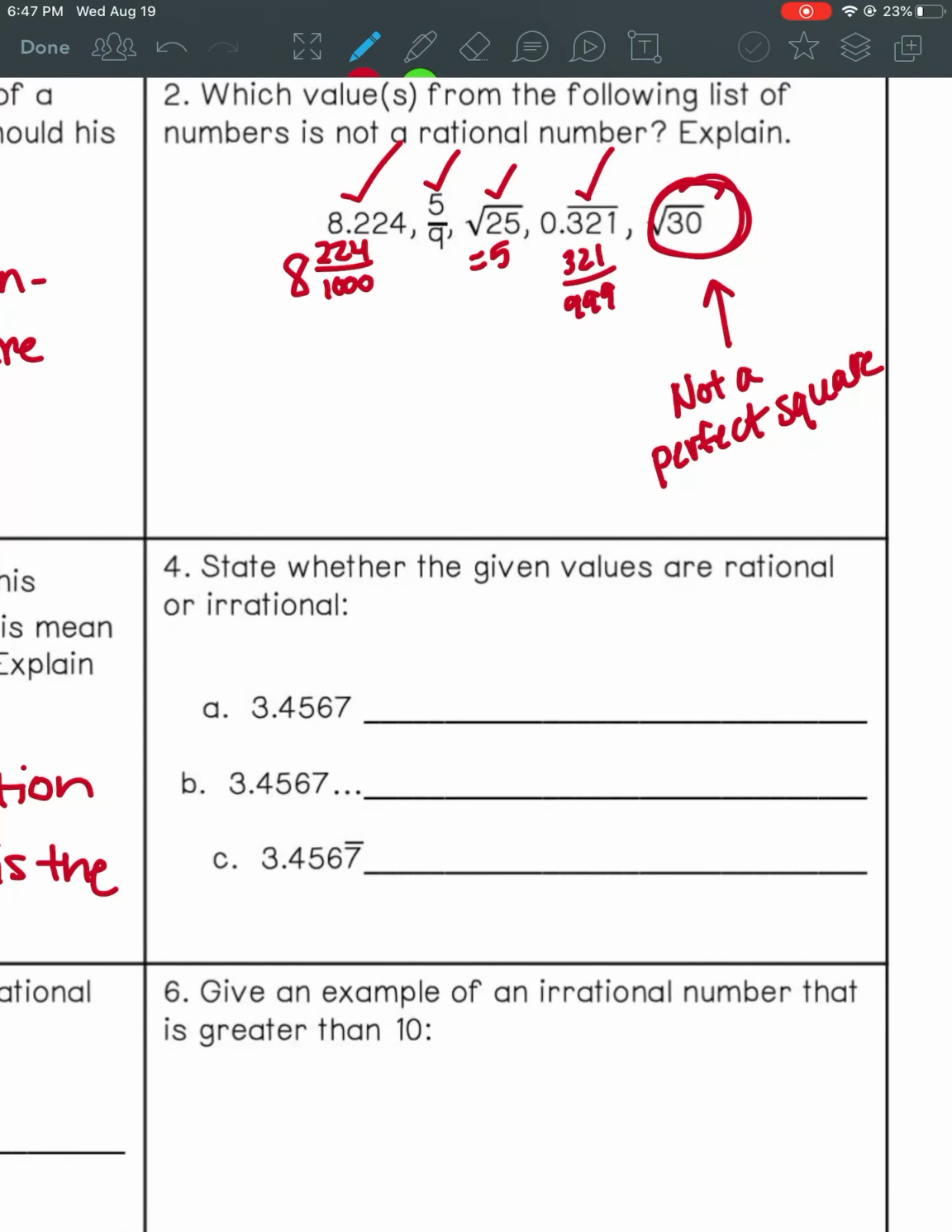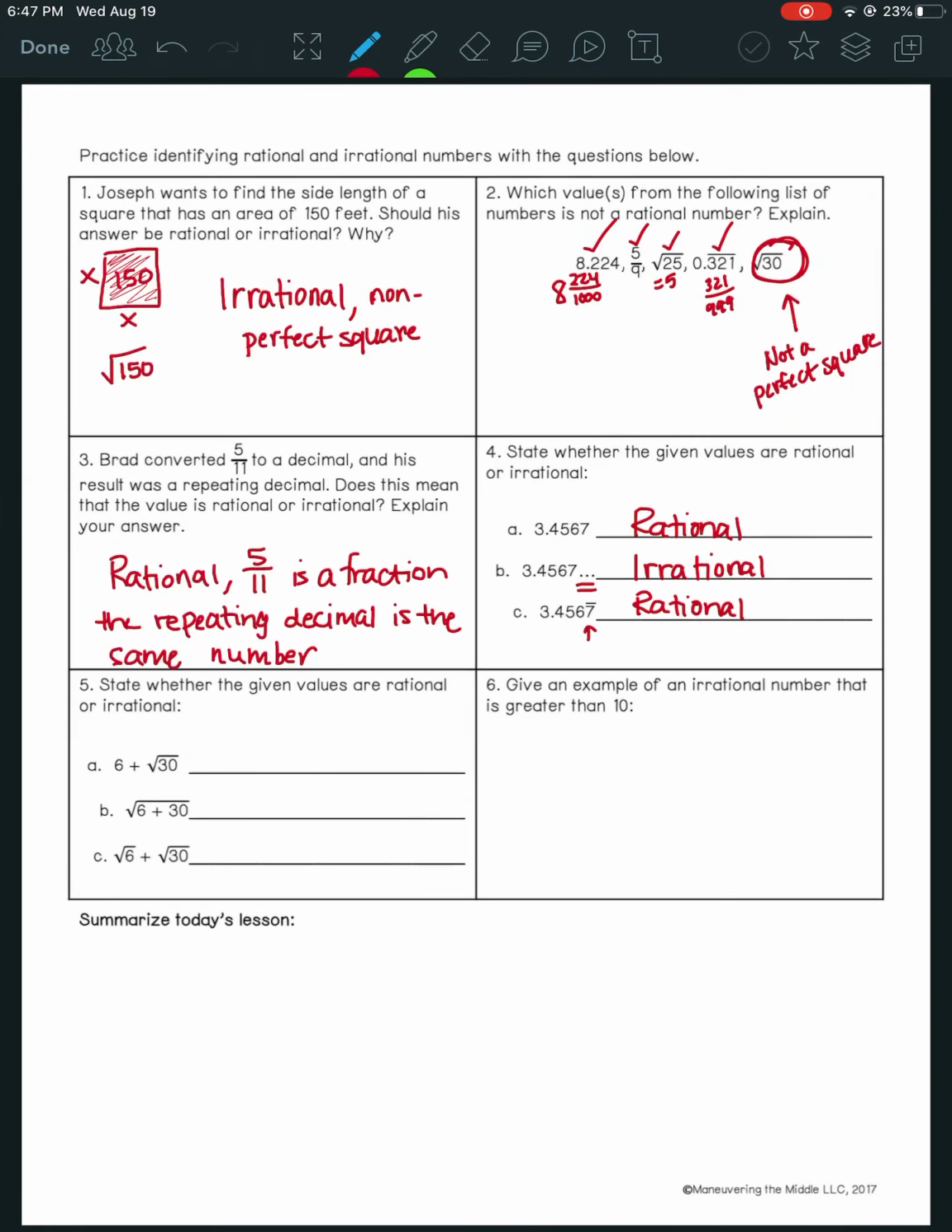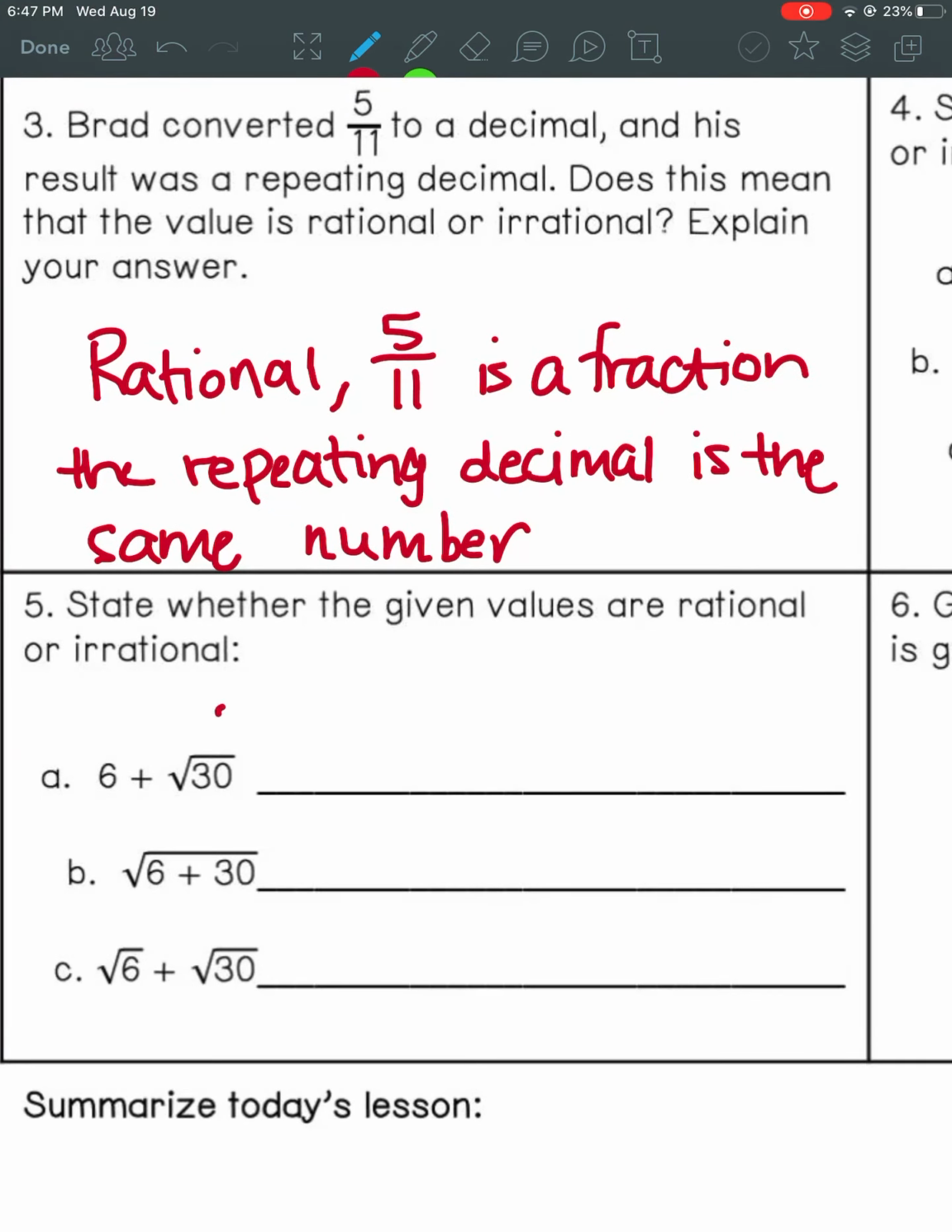Next one, 3.4567. It doesn't have the dot, dot, dot, so it terminates. That is a rational number. 3.4567, here is the dot, dot, dot. It shows it goes on and on forever. Nothing repeats, so that is irrational. 3.456, and then look above the 7, there is the repeating. Even though it's not all of it repeating, just that 7 repeats, any sort of repeating, it will be rational. Okay? Next one, the square root of 30. This is not a perfect square, so if we took that square root and then added 6 to it, it's still going to be irrational. So anything with a non-perfect square root is going to be irrational.